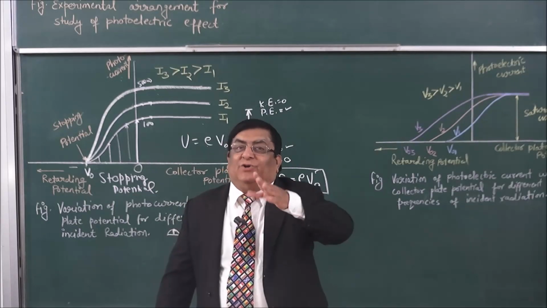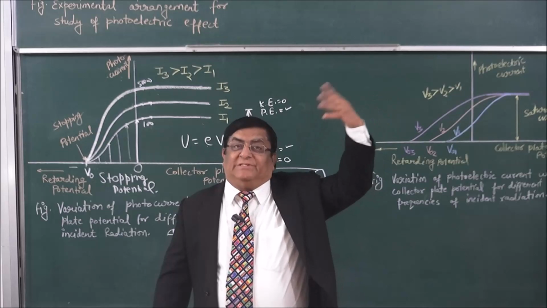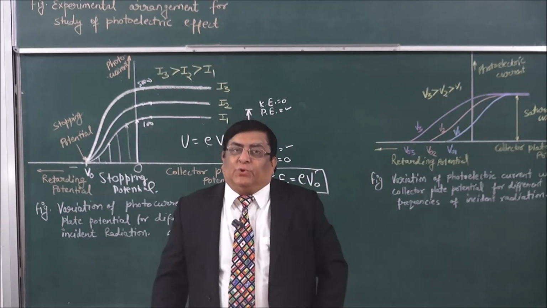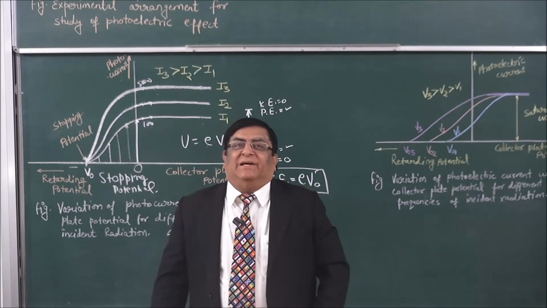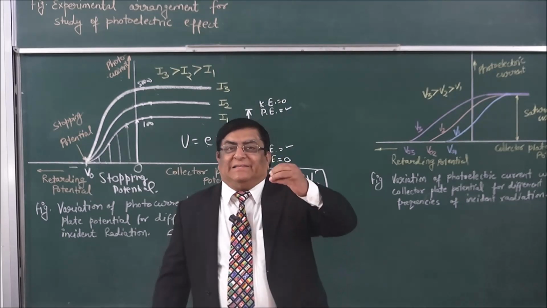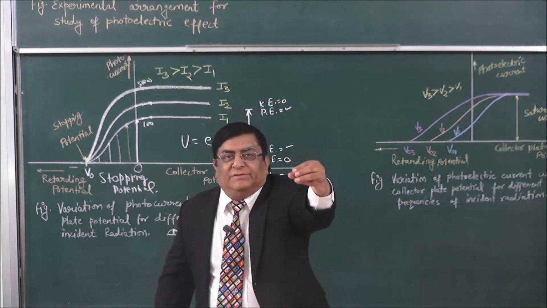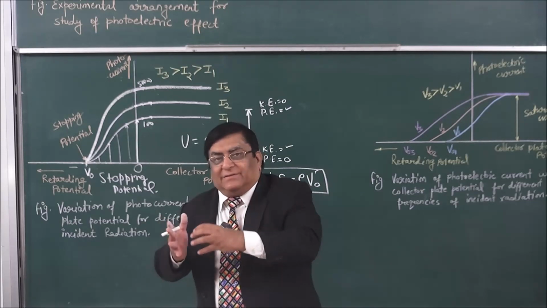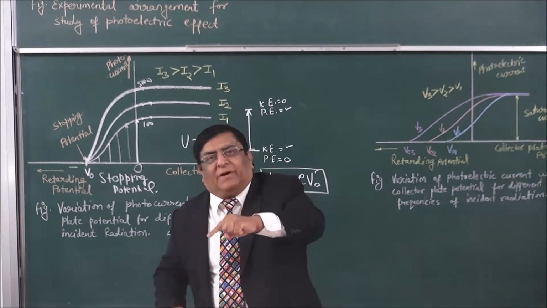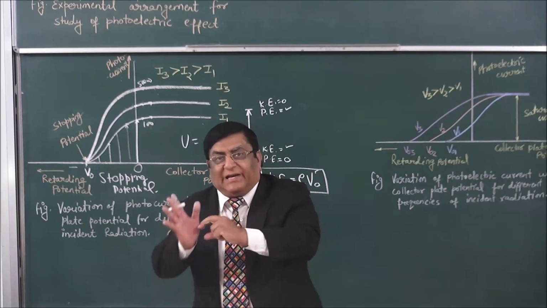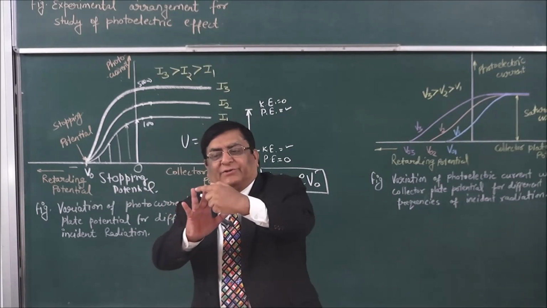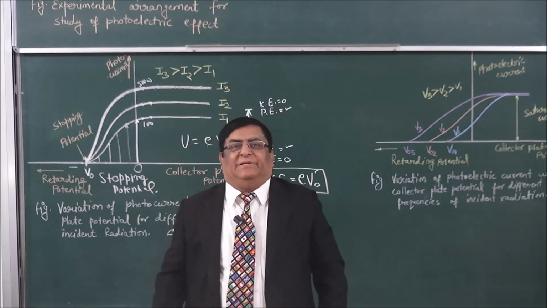That energy is not equal to blue, which is a larger energy. So when we change the intensity, we are increasing the number of photons. That will take out more electrons, but each individual electron has the same energy.